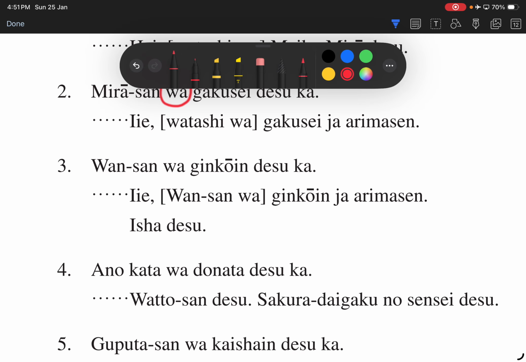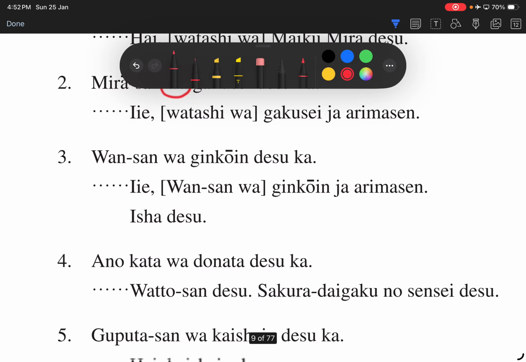Number 3. ワンさんは銀行員ですか? Right? 銀行 is bank, right? 銀行員 is the employee. So ワンさん is a bank employee, ですか? いいえ、銀行員じゃありません. So じゃありません simply means it's not. Right? 医者です. So is a doctor.